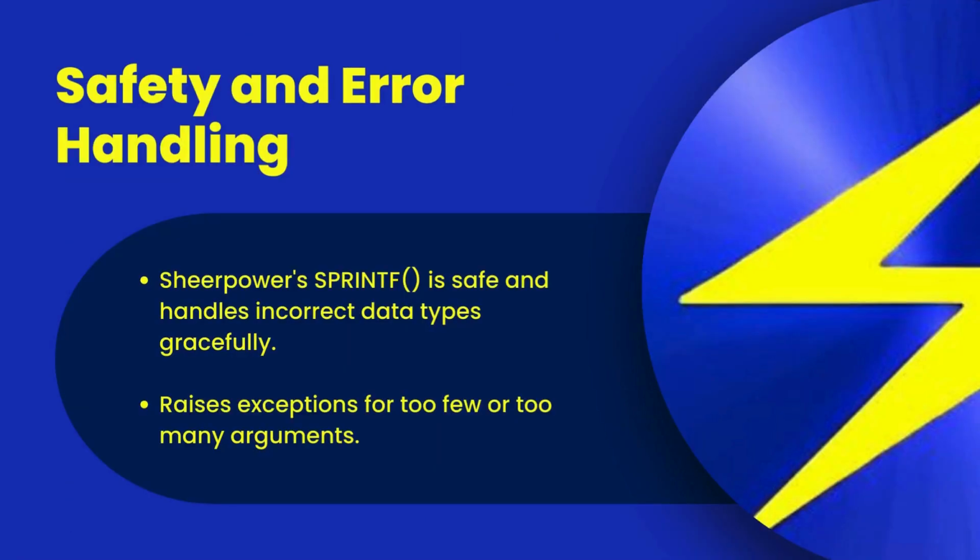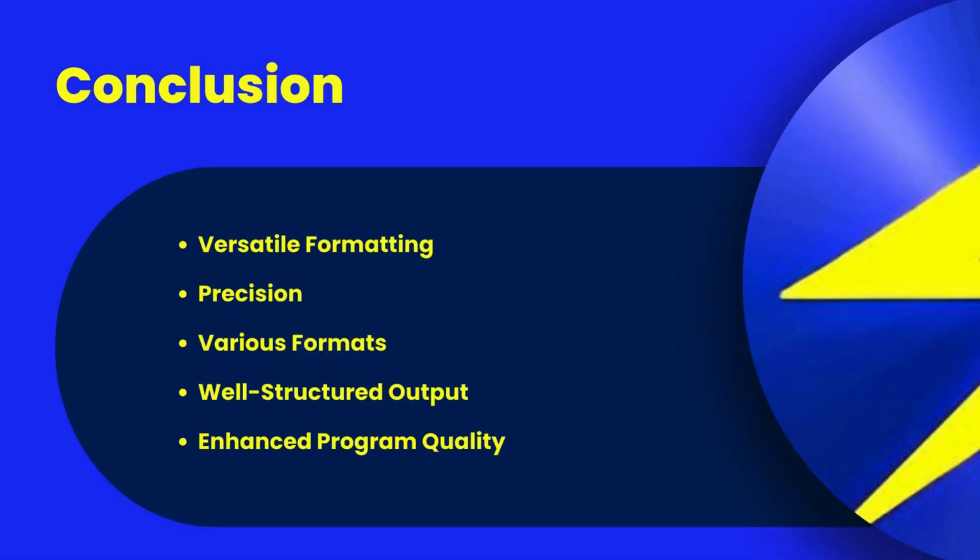Sheerpower's SPRINTF function is designed for safety. If an incorrect data type is passed, it attempts to coerce it to the correct type, raising an exception if this fails. It also raises exceptions for too few or too many arguments, ensuring the runtime environment remains stable.